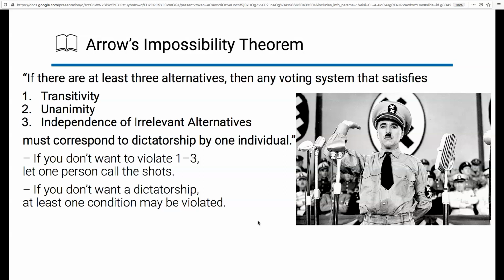Are you willing to sacrifice transitivity? Then go ahead and use the majority rule. Are you willing to sacrifice independence of irrelevant alternatives? Then go ahead and use Borda count. Or if you don't care about unanimity, use a very simple rule like pick alternative X no matter what. So that's sort of bad news, but so far we've dealt with a very general framework.